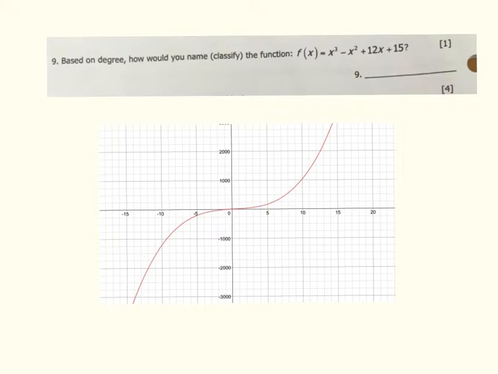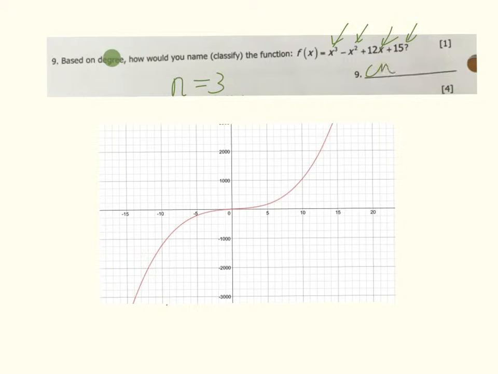Okay, this one is asking you based on degree, how would you classify the function? And the degree is the highest degree, or the highest number of exponent. In this case, the degree equals 3 because that's my highest exponent right there. This is a 2, this is a 1, and this is x raised to the 0th power. So the highest number again is right here, 3.